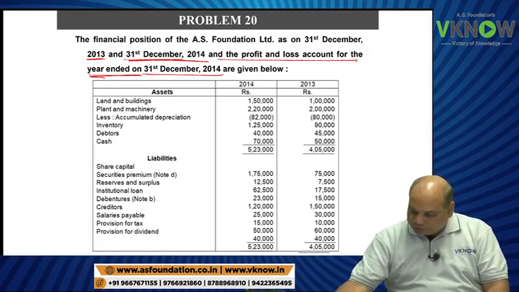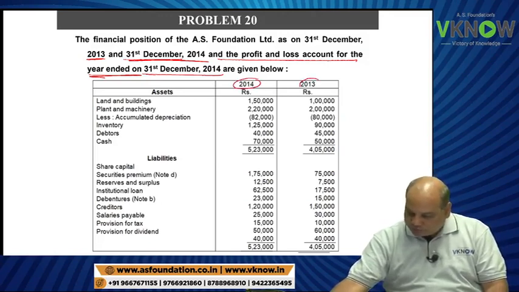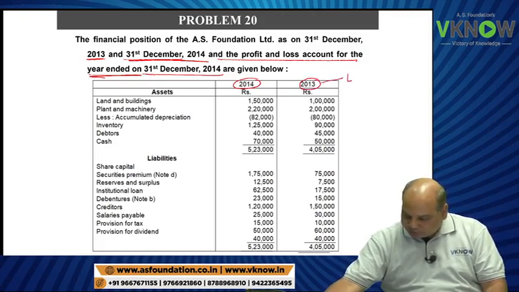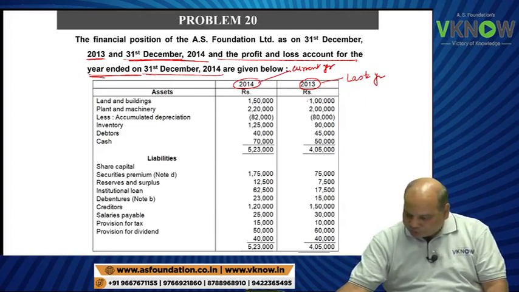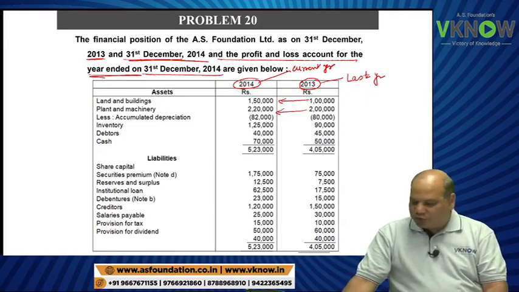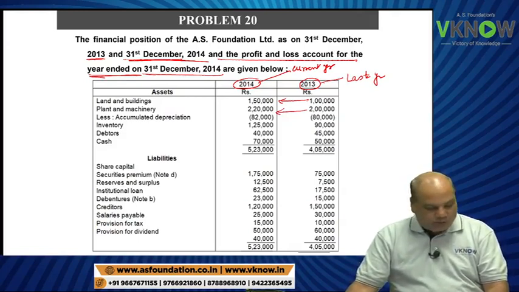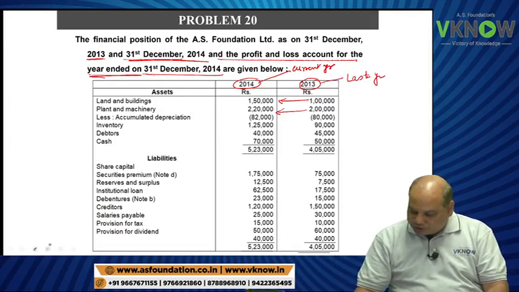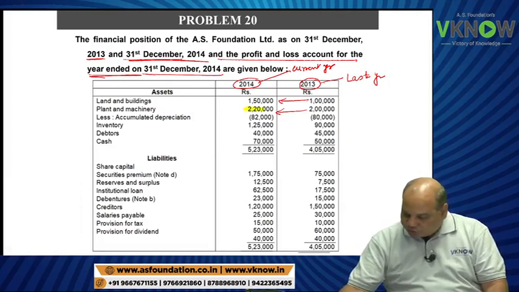So now we have 2014, 2013. This is last year and this is current year. Be very careful about the columns. You have to read from right to left to understand the change. Is it right? So see, land and building, plant and machinery, accumulated depreciation. These two items are connected.